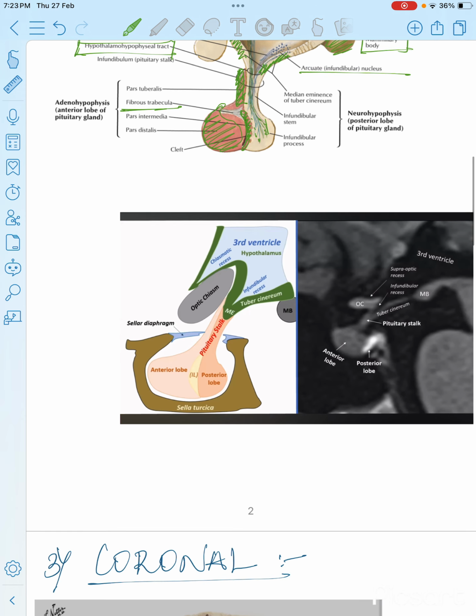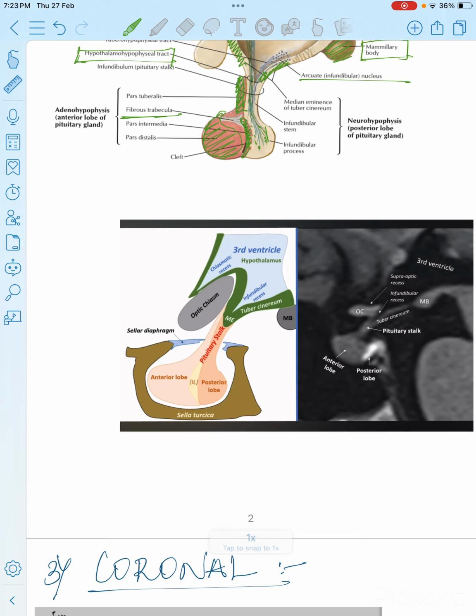So if they give you a sagittal section of a radiological image, please remember that posterior lobe of pituitary will be bright, while anterior lobe will be like rest of the brain.